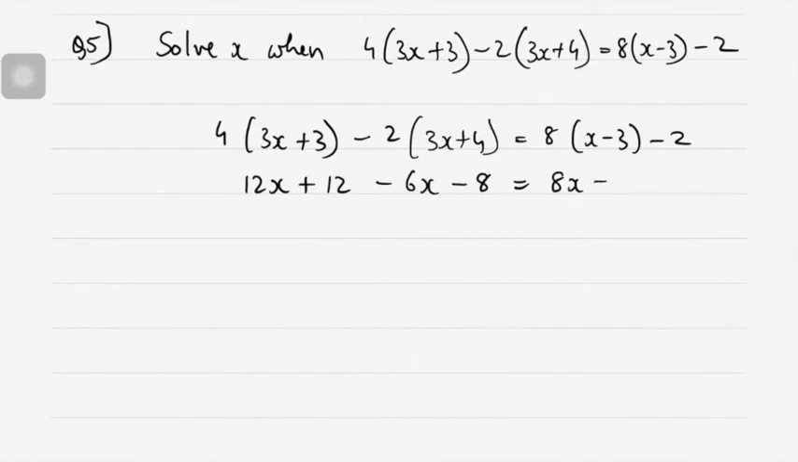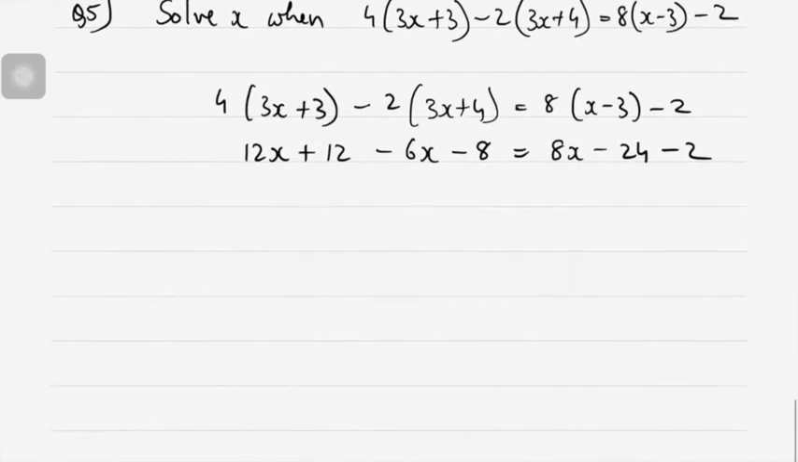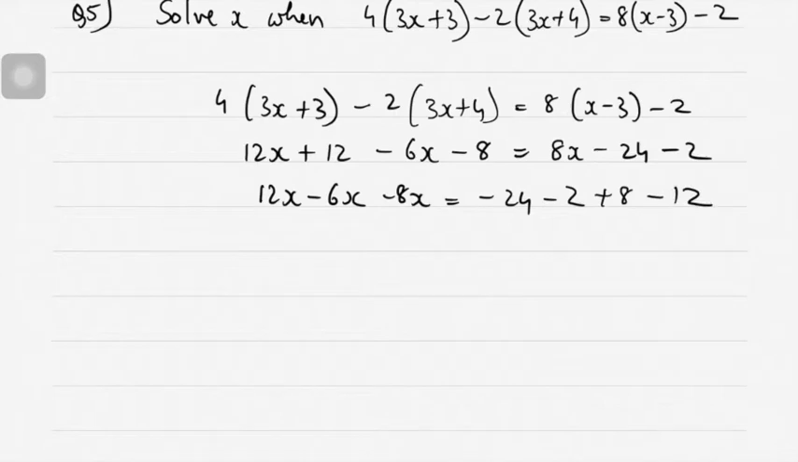8 into 3 is 24 minus 2. Okay. Now let's bring x terms on one side and number terms on the other side. So 12x minus 6x minus 8x is equal to minus 24 minus 2 plus 8 minus 12.